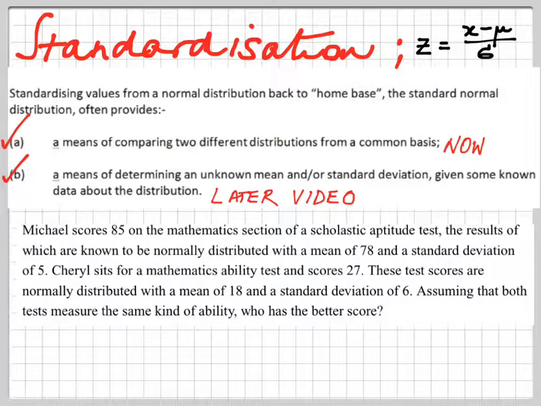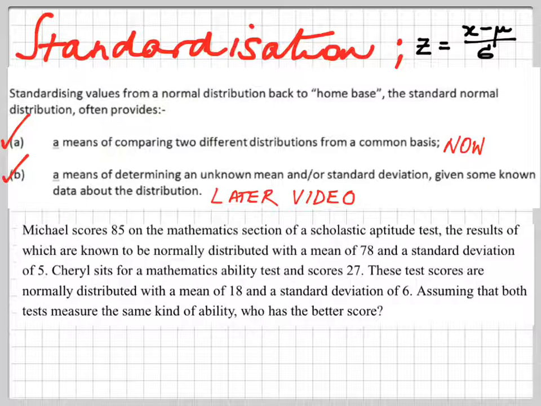Okay, here it comes. We've got Michael scoring 85 on a mathematics section of a scholastic aptitude test, the results of which are known to be normally distributed with a mean of 78 and a standard deviation of 5. Cheryl, on the other hand, sits for a mathematical ability test. She scores 27, but wait guys, that's not bad because these test scores are normally distributed with a mean of 18 and a standard deviation of 6. Now, okay, assuming that both tests measure the same kind of ability, and I would like to add have the same level of challenge, otherwise what's the point of trying to compare one with the other? Who has the better score?